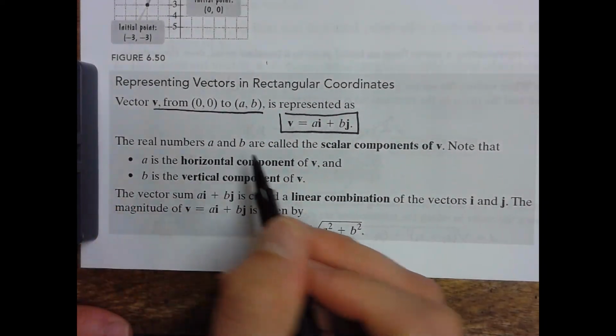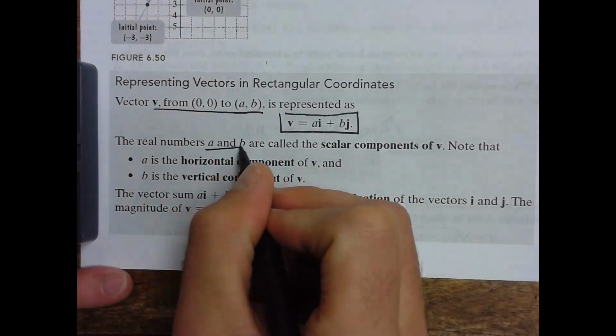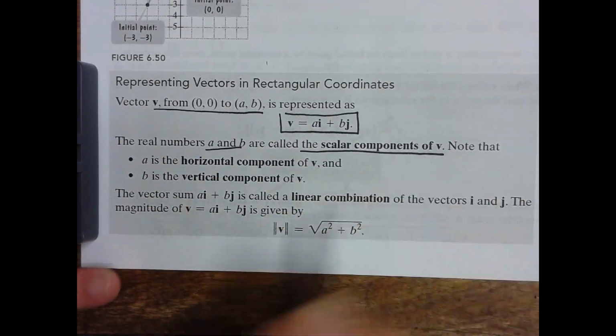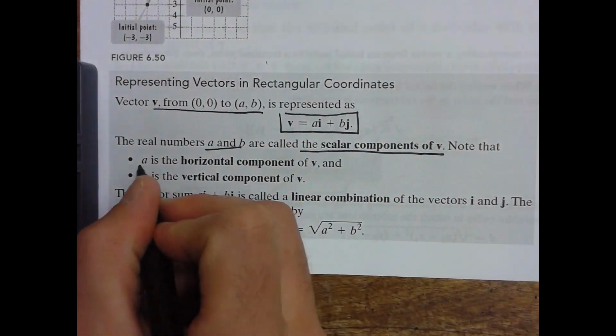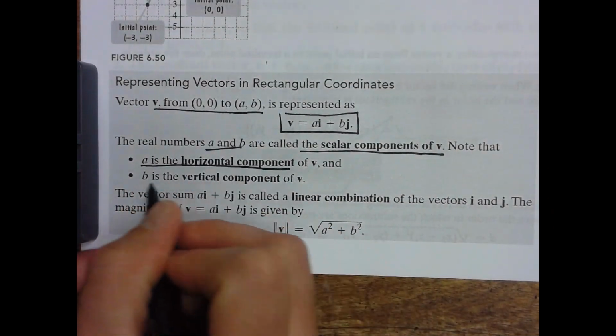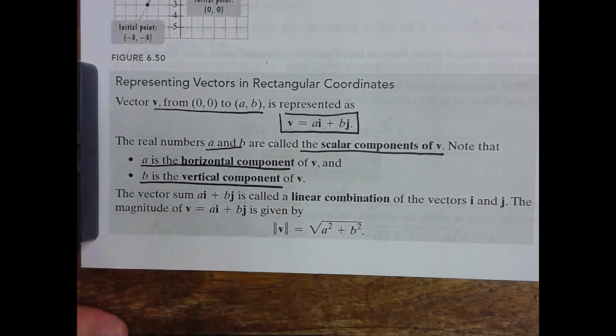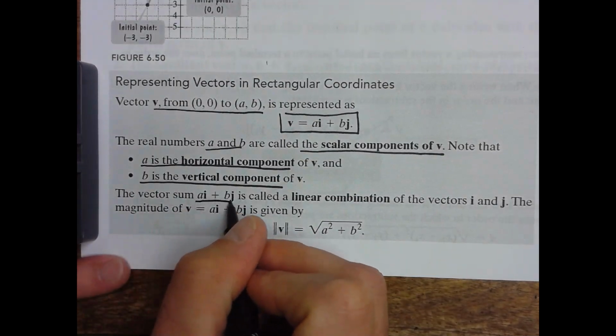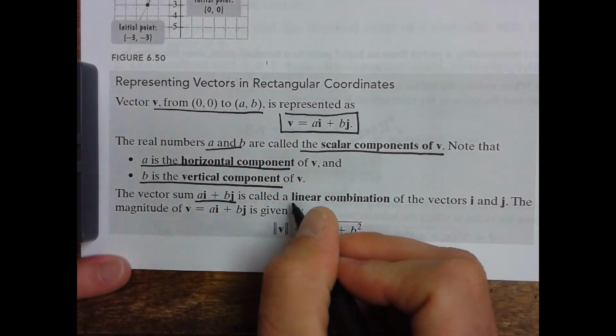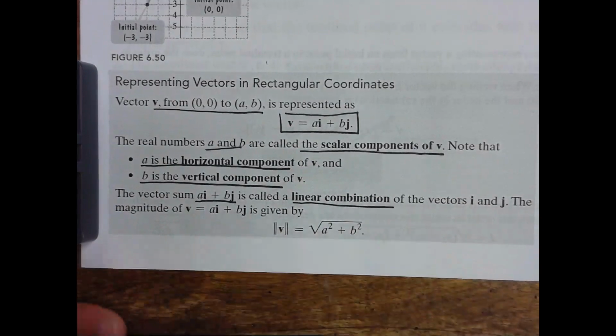The real numbers a and b are called the scalar components of vector v. Note that a is the horizontal component and b is the vertical component. And then the sum, a times i plus b times j, is the linear combination of the vector.